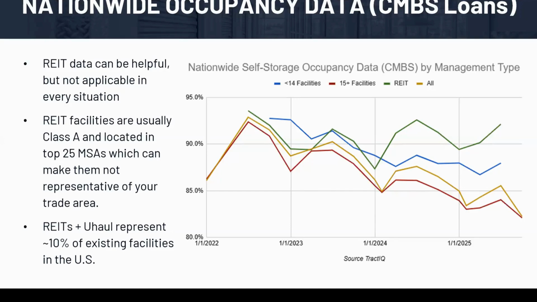So you can see here, we broke out the trends of occupancies, looking at it three different ways. The first is the green line, looking at the REITs. We wanted to compare the REIT occupancy, and these are facilities with CMBS loans that are managed by REITs, versus occupancies of facilities that are not managed by REITs. So the red line are facilities that are managed by operators with 15 or more facilities. And then the blue line are facilities that are managed by groups with 14 or fewer facilities. You can see some pretty stark differences here.